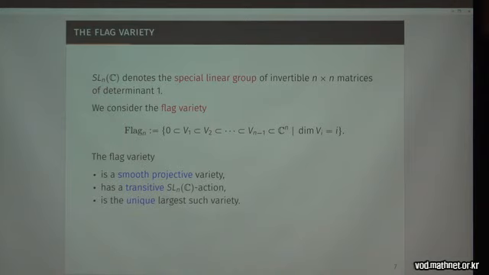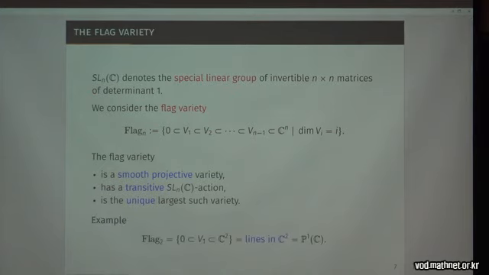And the reason that the flag variety is so important is that it's the unique largest such variety. So if I want to study SLNC, this acts on many different varieties. But if I want my variety to be projective, and I want the action to be transitive, so I want a homogeneous space, then in fact this is the unique largest such variety. And it's a very common theme in geometric representation theory to relate something about SLNC to something about this flag variety. Okay.